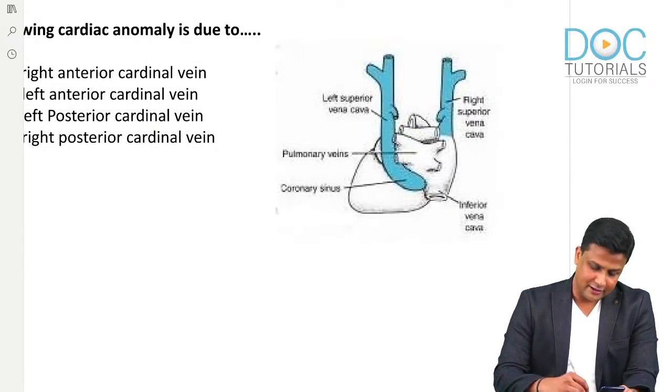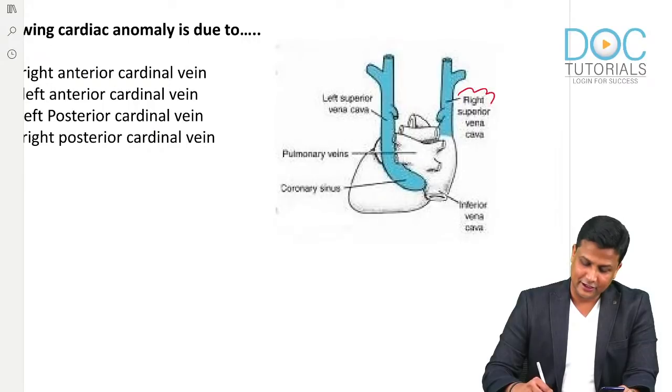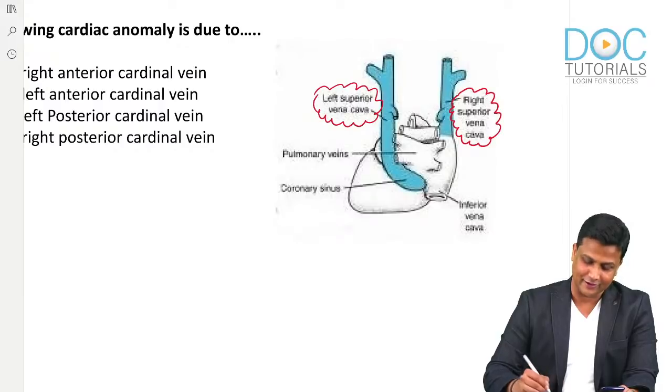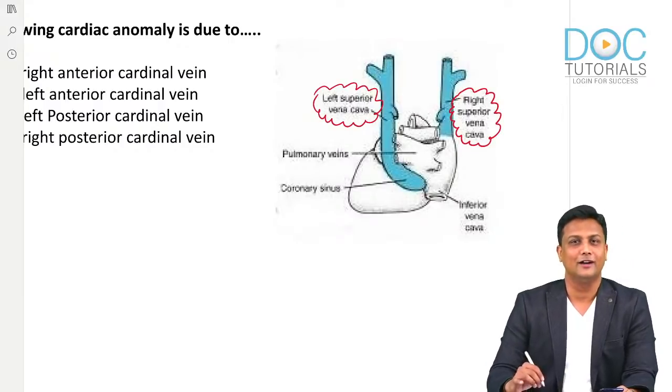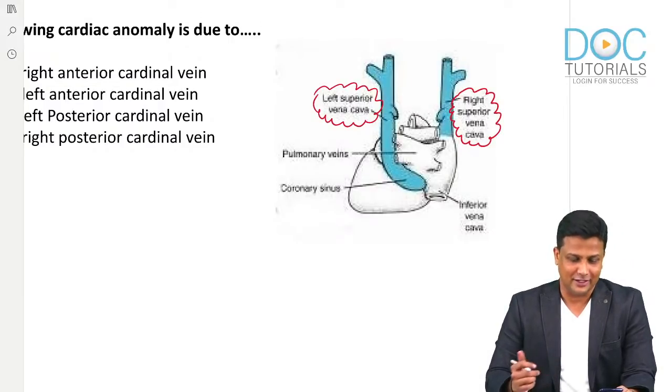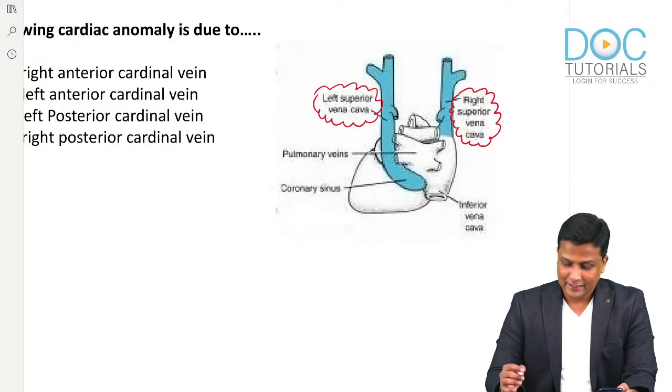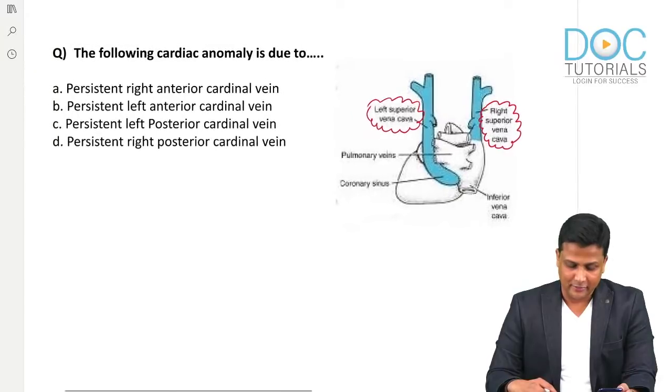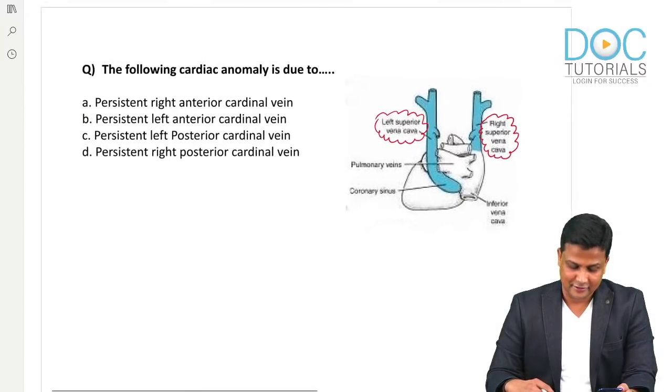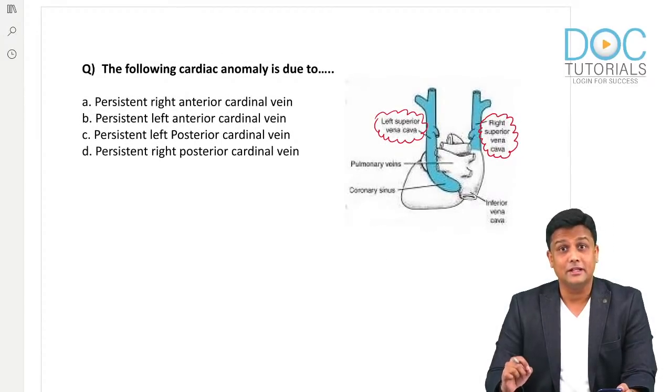The anomaly here is that I'm able to see that there is a right superior vena cava here, and then there will be a left superior vena cava here. Like we're having two superior vena cava here, right and left one. Now, what is the cardiac anomaly here, guys? The cardiac anomaly is double superior vena cava.